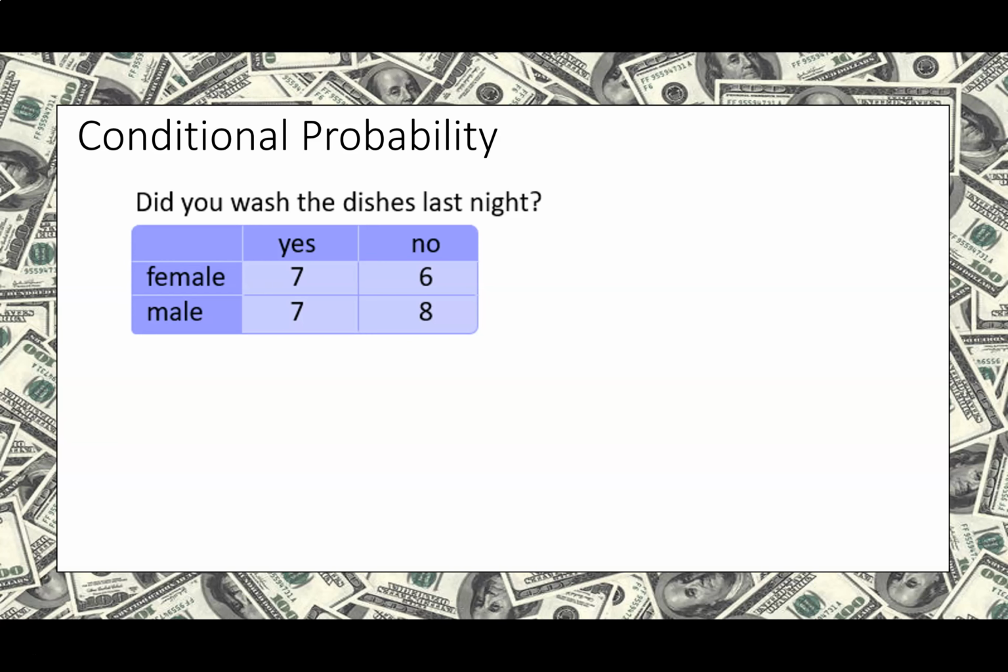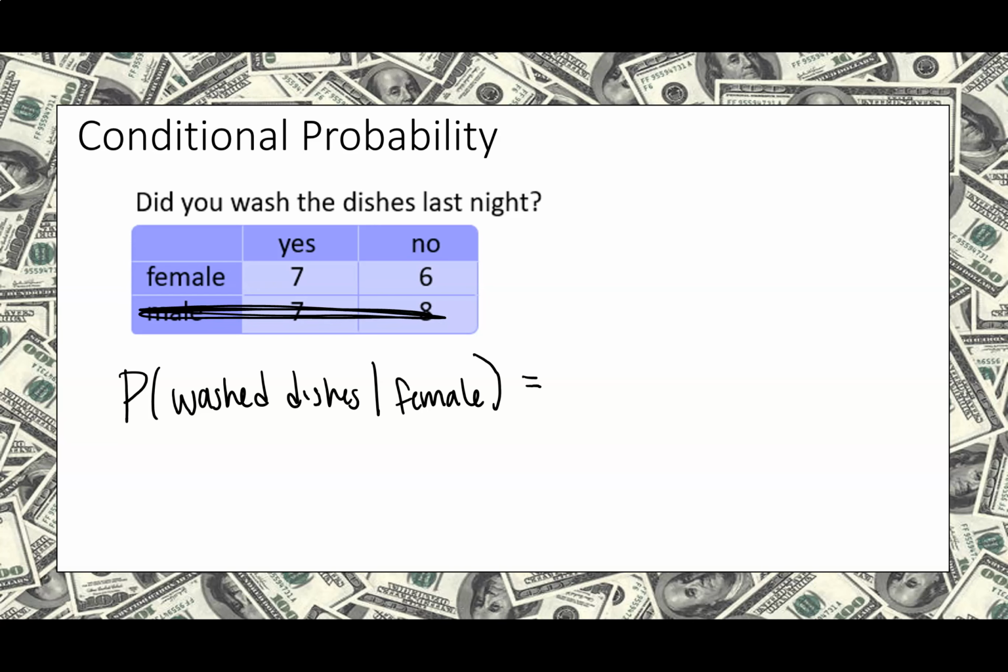So we're going to do this. We're going to say, what's the probability that you wash the dishes given that you're female? So you can see we're kind of limiting it to the females. We basically say given female. So who don't we care about? We actually don't care about the males at all. So what's the probability you wash the dishes given female?